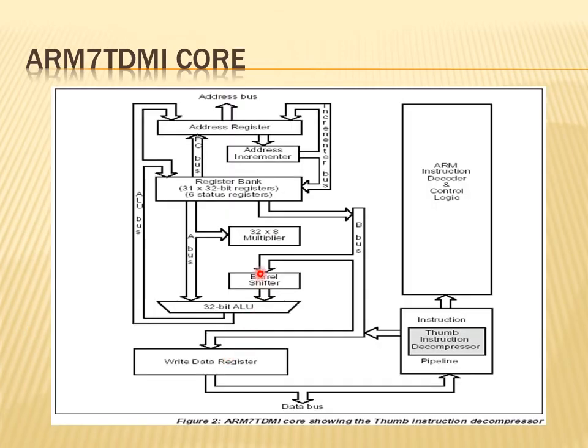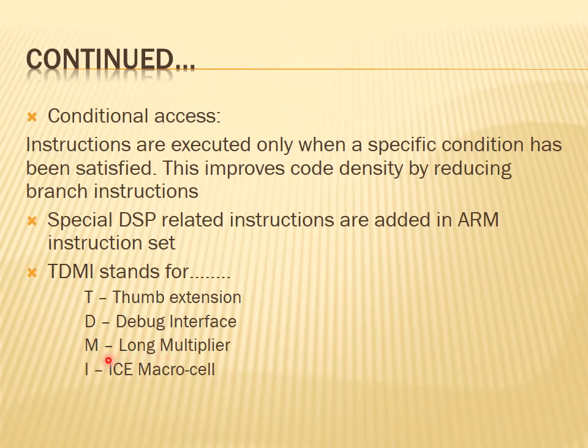You can see there is a 32 into 8 multiplier. Multiplication is directly possible using a hardware block that is available. M is there for the multiplication purpose, and I stands for the ICE macrocell which is available on chip. Therefore, in short, it is known as TDMI, the extension available, as in ARM7TDMI.